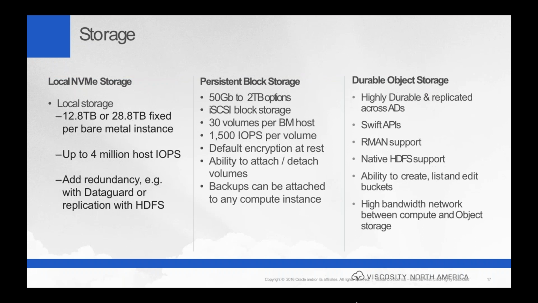So next up is storage. 3 different varieties or shapes and characteristics of storage. We have local NVMe. Local NVMe is storage that's very specific to that bare metal server. You can run databases on there. If you run databases on there or anything else, you probably want to use some kind of replication to have HA in case that server goes down for whatever reason. Again, this is NVMe storage, anything between 12.8 terabytes to 28.8 terabytes of fixed bare metal storage. And this is really fast SSD storage.